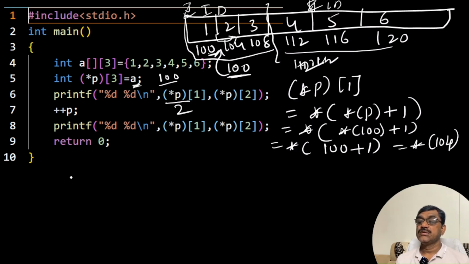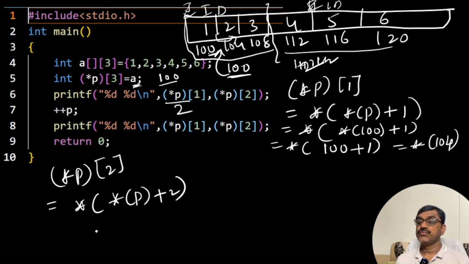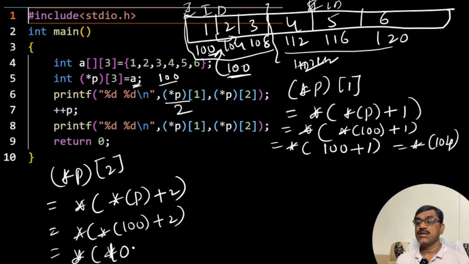Okay. Now next, star of p in square brackets 2. Its equivalent is star of p plus 2. That means star of p, how much? Star of p value 100 plus 2. Here it is star, and star of 100 is again 100 plus 2, means we are moving 2 locations from 100, 1, 2 locations. That means here we are going to get star of 108, that is 3. Now at this place we are getting 3. Output we are getting here 2, 3.